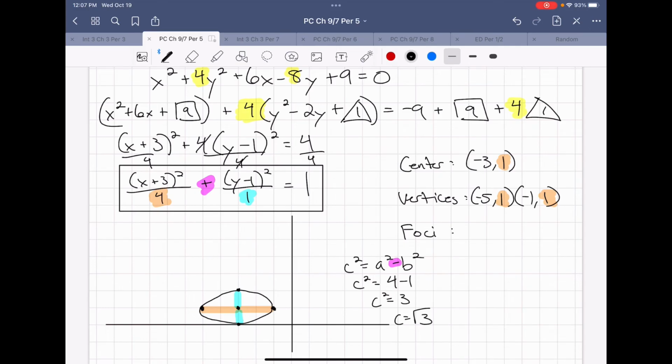Vertices and foci are on the same line. So the center was at -3. That means I'm going to go root 3 to the left, and there's going to be a foci, and root 3 to the right, and there's going to be a foci. So that means I'm going to go -3 plus or minus root 3, and the 1 value is not going to change. When the major axis is x, the y value does not change. My C value is what I add or subtract from the center. Okay.